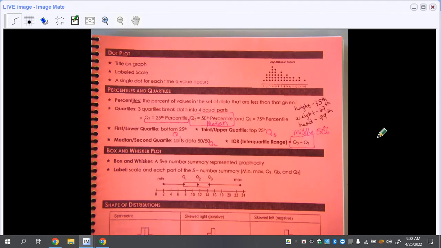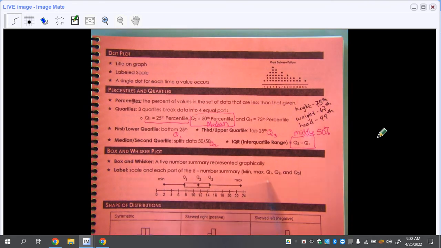All right, so middle 50% right there. That's what that interquartile range is. So we use those quartiles a lot in order to create box and whisker plots. So here's an example of a box and whisker plot right here. As you can see, I labeled it for you.